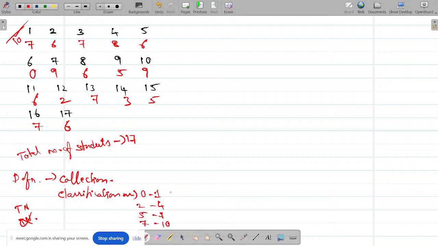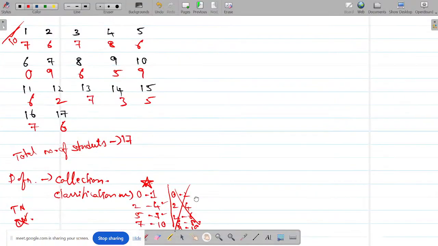If I want to give in a beautiful manner, I might have stated like this: 0 to 2, 2 to 4, 4 to 6, 6 to 8, and 8 to 10. But as of now, I'm not following this one. I want to make myself comfortable. So 0 to 1, 2 to 4, 5 to 7, and 7 to 10. Okay, so this type of classification I'm defining. As I was saying, this is only with respect to quantitative classification.